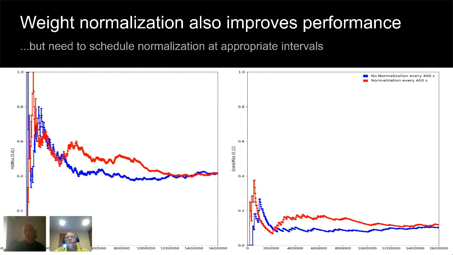But there's still an issue of how often to schedule this weight normalization. It has to be at the right timing, because if you do it too frequently, the weights will decrease and the learning won't set into the network properly.